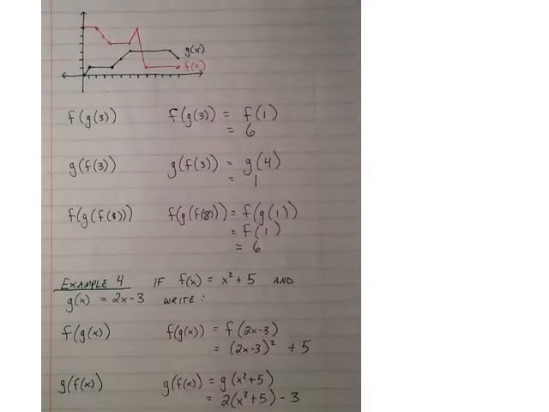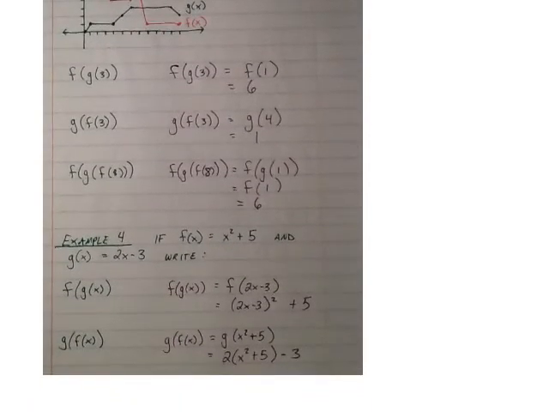The final piece is example 4, and now instead of plugging in numbers, we're actually plugging in equations. So here I'm given the function f, and I'm given the function g, and I'm asked to find f of g of x, which means I'm going to plug g of x, just as is, into the spot, and since I'm evaluating the function f, this will go into the variable of the function f. So what we wind up having is x squared becomes 2x minus 3 squared plus 5.